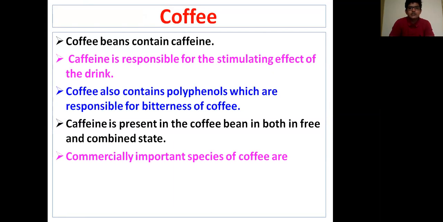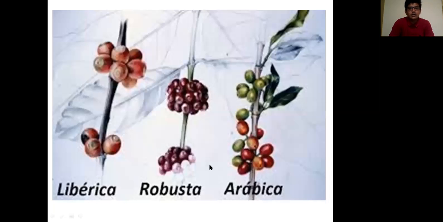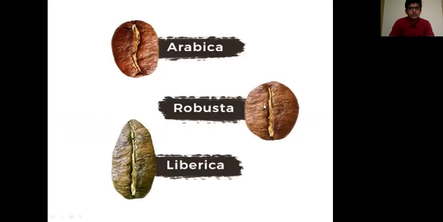Commercially important species of coffee are Coffee arabica, Coffee robusta, and Coffee liberica. So these are the three main species of coffee which are commercially available: liberica, robusta, and arabica. There is a slight change in the fruit of the coffee beans. So here we can see the closer view. This is the coffee bean of species arabica. This is a coffee bean of species robusta, and this is the coffee bean of species liberica. So these three are the important commercially available species of coffee beans.